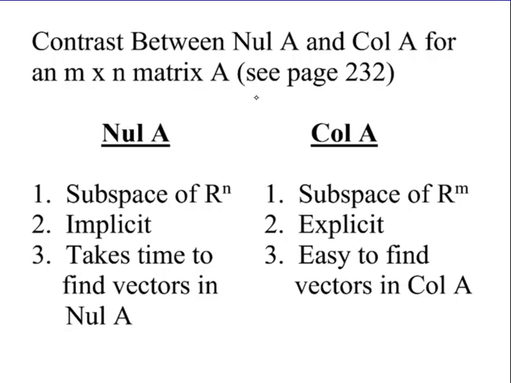Now the thing that's kind of counterintuitive for this one, we're talking about columns. It's going to be the subspace of the number of rows that we have, okay? It's the subspace of Rm. It takes time to find those vectors in the null of A, to find each one of those, and that depended upon the free variables. It's easy to find the vectors in the columns of A, just split those apart.